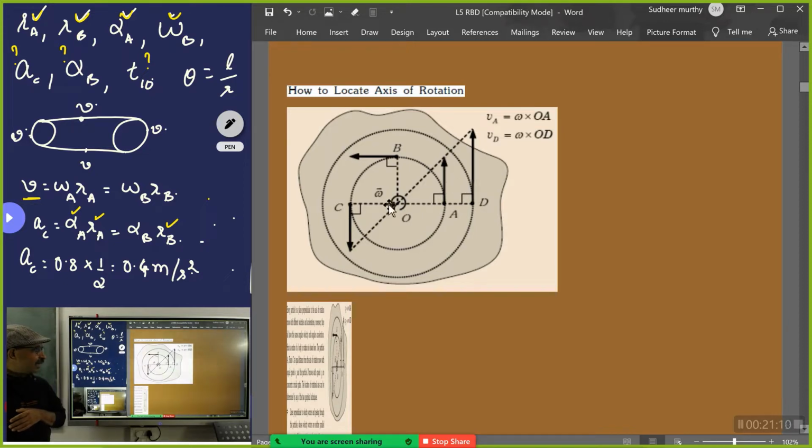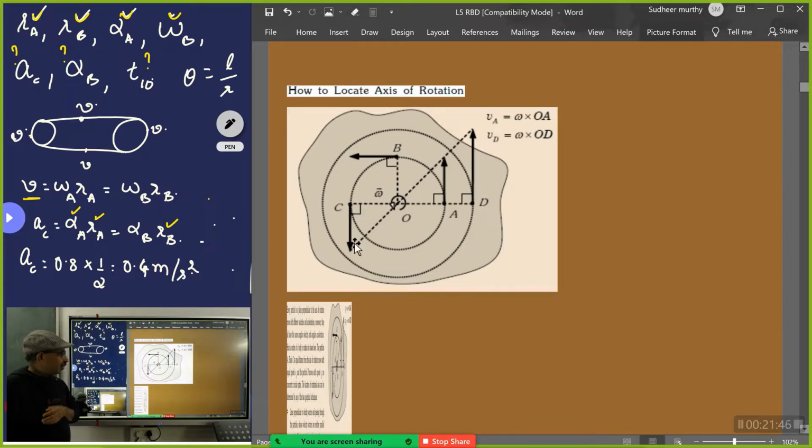And you see VD bar. So we don't know whether the center is here. Supposing VA bar is given, VD bar is given, and supposing it is said that both of them are along the same radius, I mean along the same radial path. Then the tip of this vector, if you draw a straight line, that straight line should pass through the axis of rotation or the center of the circular path.